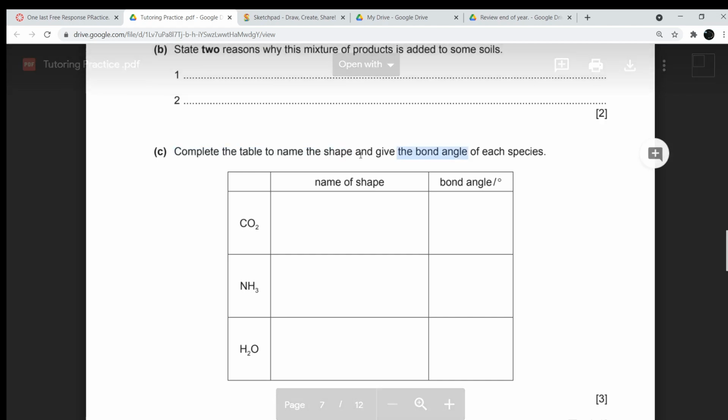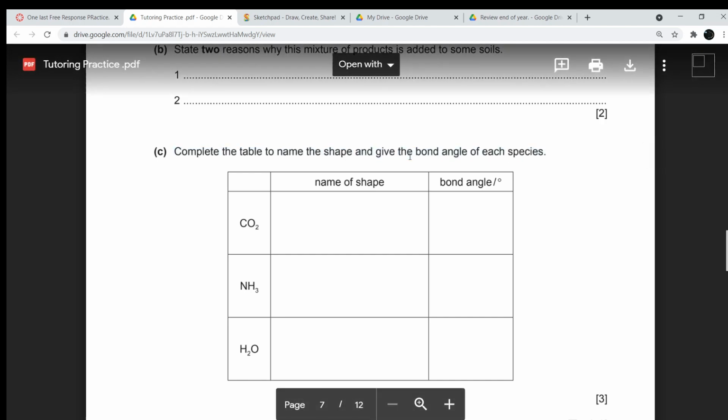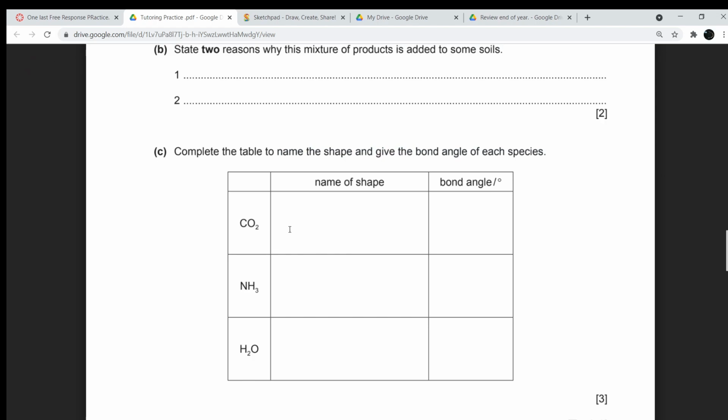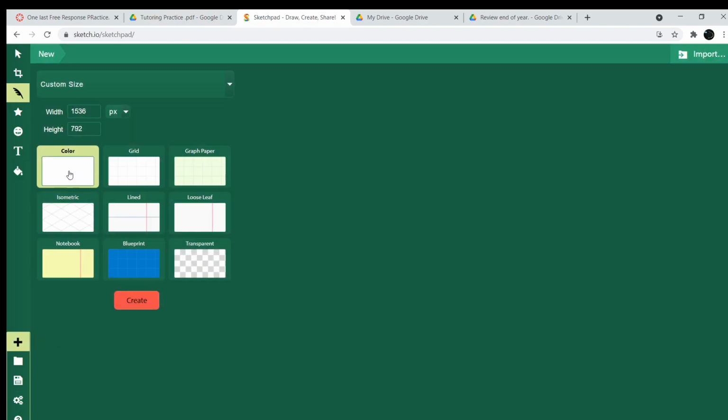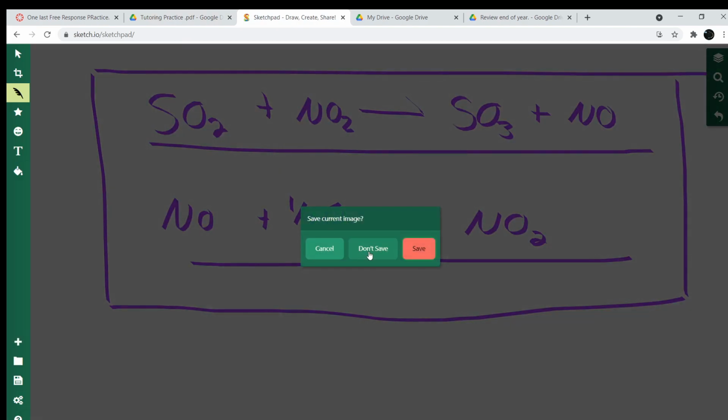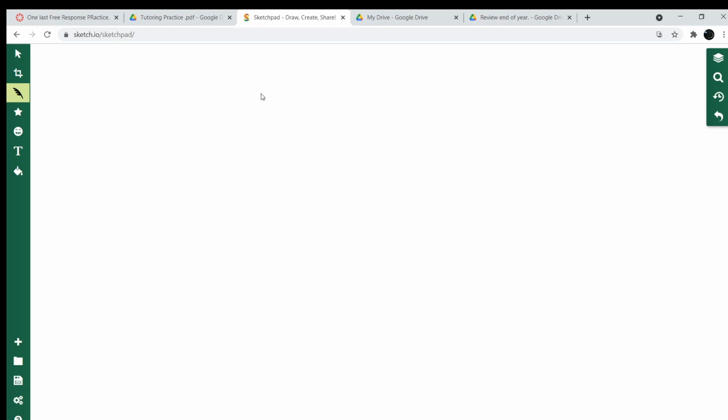Then it wants us to complete the table and name these shapes. So carbon dioxide, this is going to be a case where we want to go ahead and draw it out. Carbon dioxide, double bond O. These are as far apart as possible. This is 180 degrees. This is going to end up being linear.